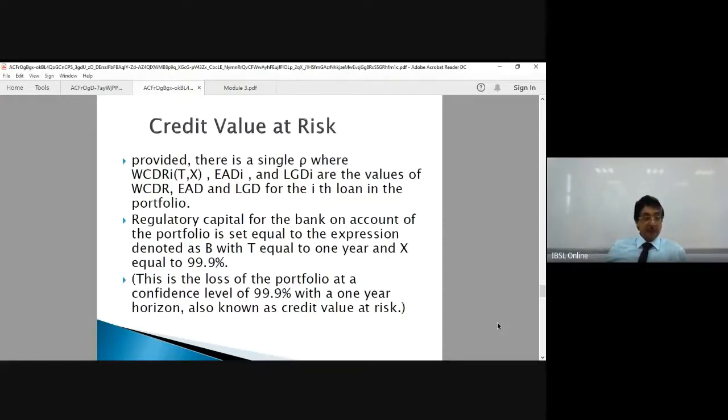WCDR_i(T,X) means the worst case default rate of the ith loan of the portfolio for a time of T years and for a confidence level of X. EAD_i is the exposure at default of that particular loan, and LGD_i is the loss given default of that particular loan.